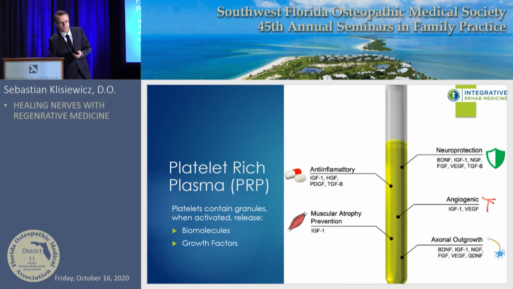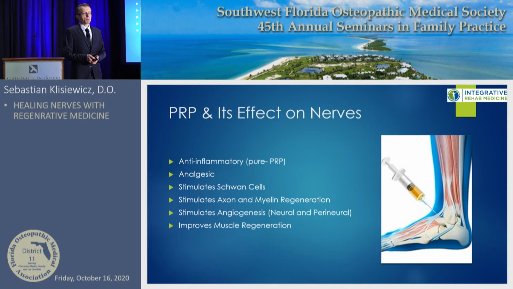You have angiogenic growth factors, like vascular endothelial growth factors. You have different growth factors that stimulate axonal growth. So, what does PRP do when we inject it around nerves? And I'll tell you later how we do it around nerves. So these are the things that have been shown. This is the evidence that we have so far on in vitro and in vivo studies, on plates and on animals and on humans. We know that they are anti-inflammatory. It's usually a pure PRP. So it's the PRP that doesn't have the white blood cells, tends to be more anti-inflammatory.